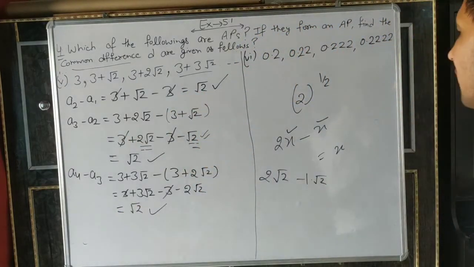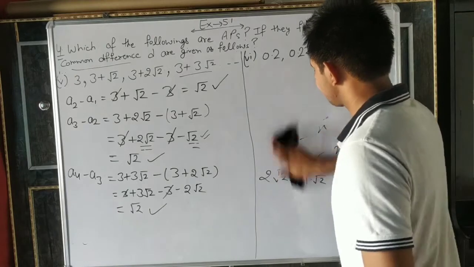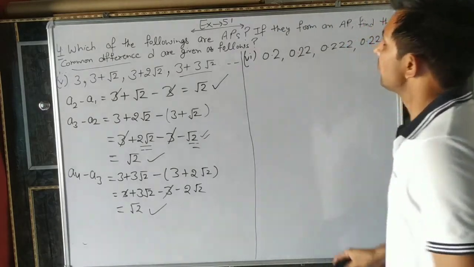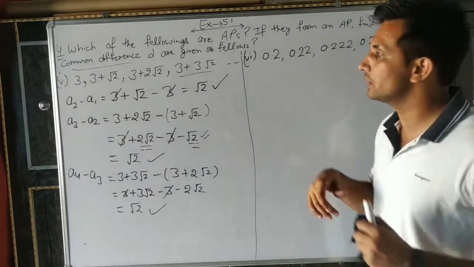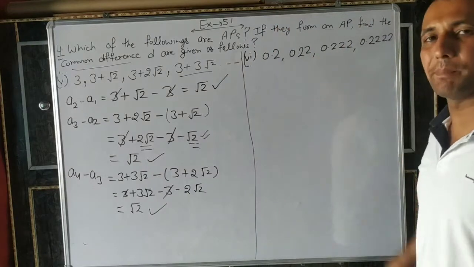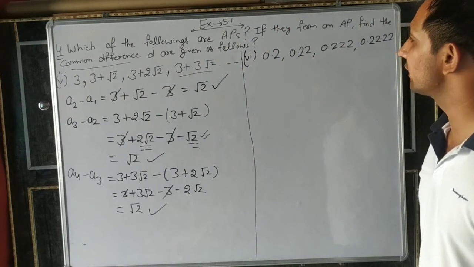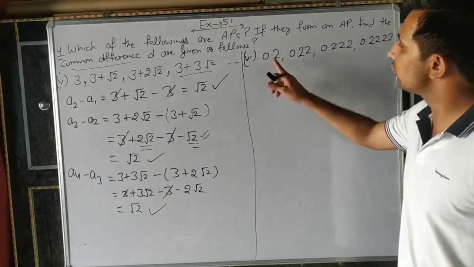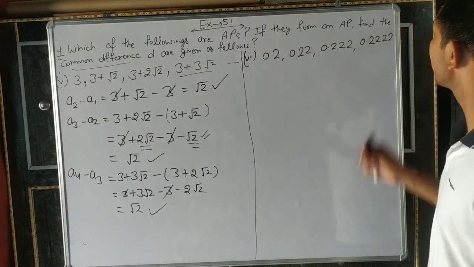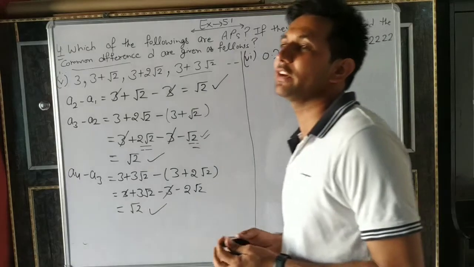Understand dear? Now we will do the next part. Every time remember, we only see the question, and you cannot say, sir, it is an AP. We will check it. Tell me, is it an AP or not? Some students are thinking, yes sir, it is an AP because 0.2, 0.22, 0.222, 0.2222. But now we check whether it is an AP or not.